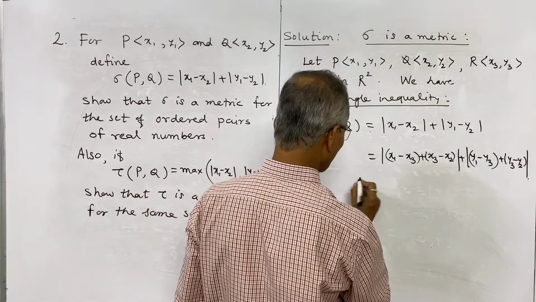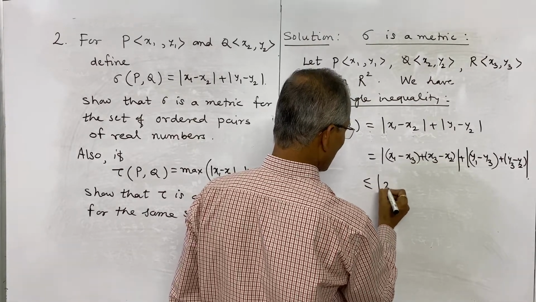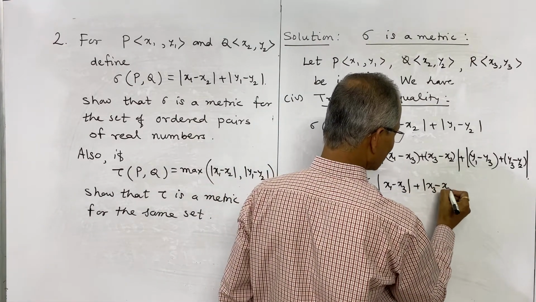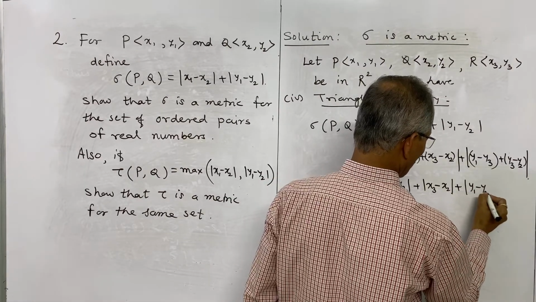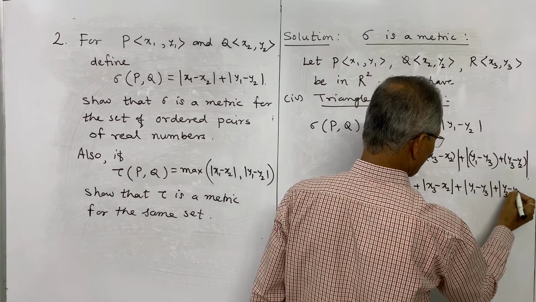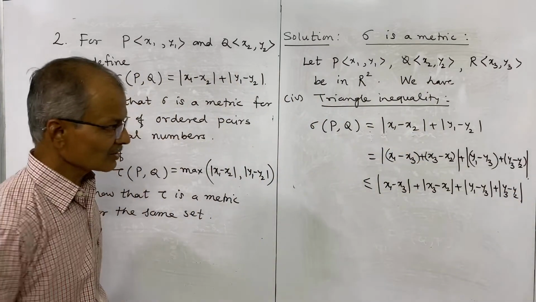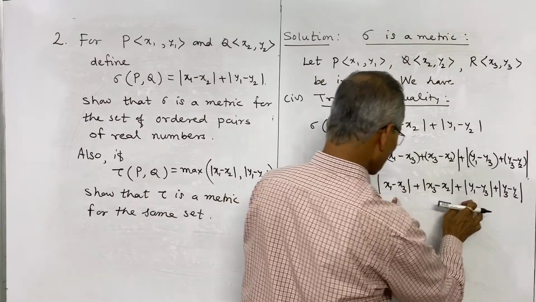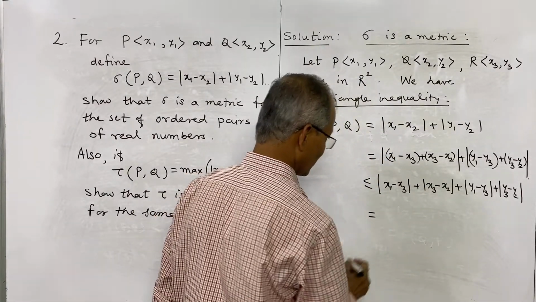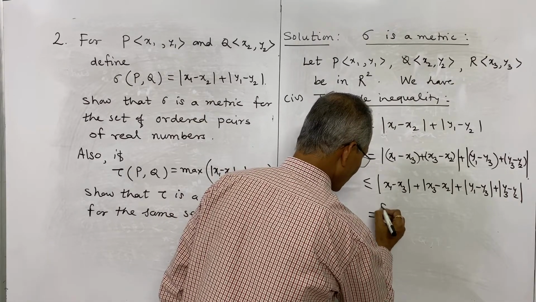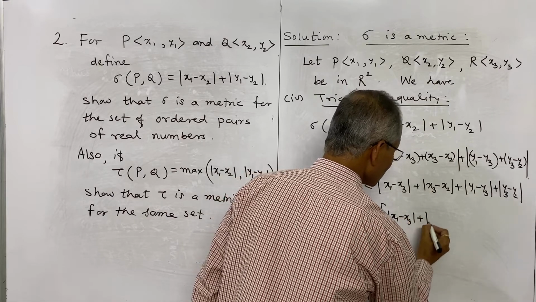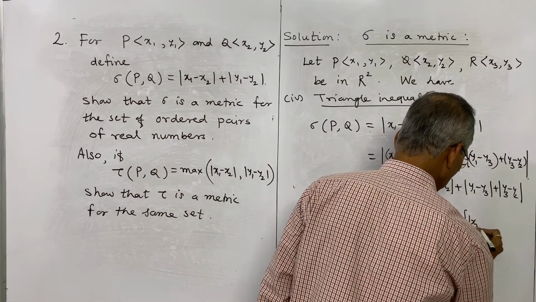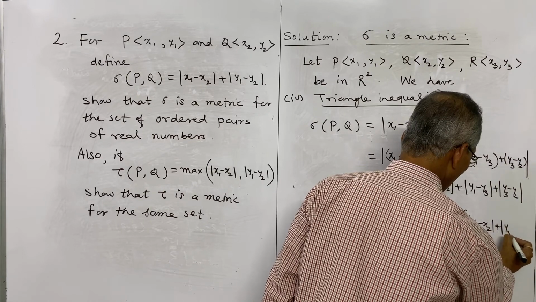And by the property of absolute value functions, this is less than or equal to absolute value of x1 minus x3 plus absolute value of x3 minus x2 plus absolute value of y1 minus y3 plus absolute value of y3 minus y2. Now this can be grouped: absolute value of x1 minus x3 plus absolute value of y1 minus y3 in one bracket, plus in another bracket absolute value of x3 minus x2 plus absolute value of y3 minus y2.